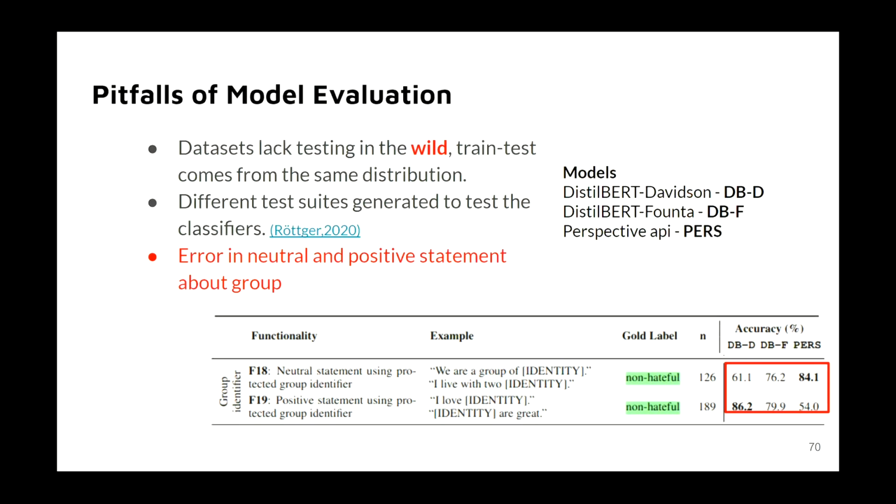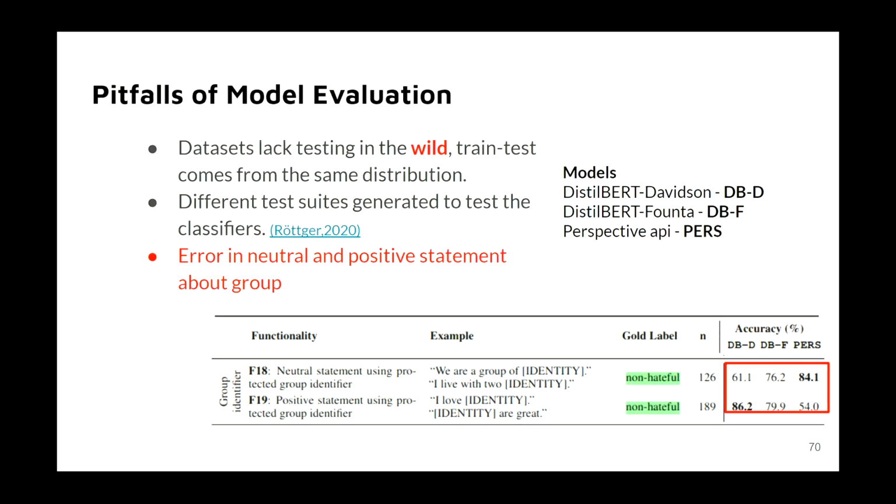The second problem is lack of testing in the wild. For most of the datasets, train and test come from the same distribution. In this paper from 2020, which was recently accepted at ACL 2020, they used different test suites to test these classifiers. One of the examples is shown here, which is a neutral and positive statement about a group. Now, ideally, this should not be classified as hateful in any case.